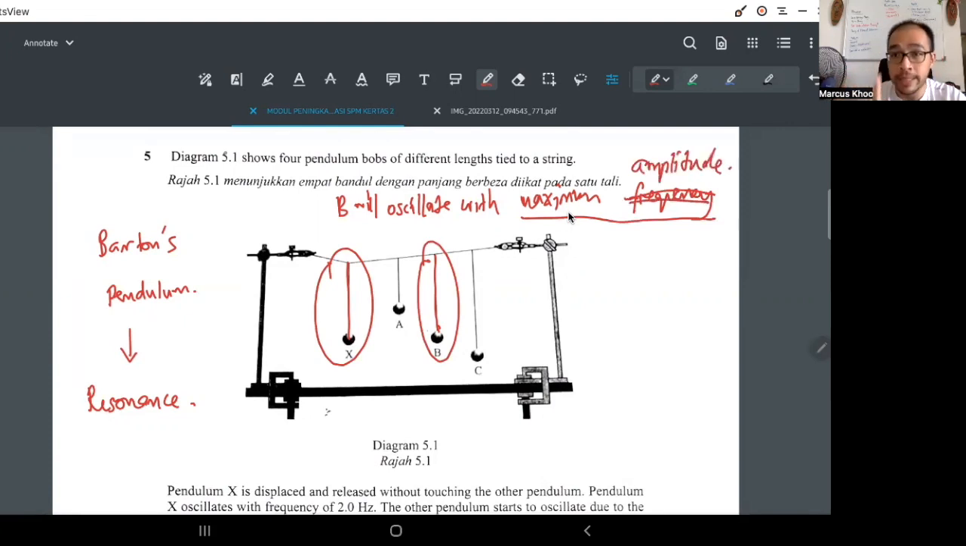Maximum amplitude must be there. You cannot say that B will oscillate with amplitude. No, B will oscillate with maximum amplitude. Do A and C oscillate? Yes, they will oscillate, but with small amplitudes, different amplitudes. You cannot say the word maximum. Maximum is only for the one that is the same as the original one.